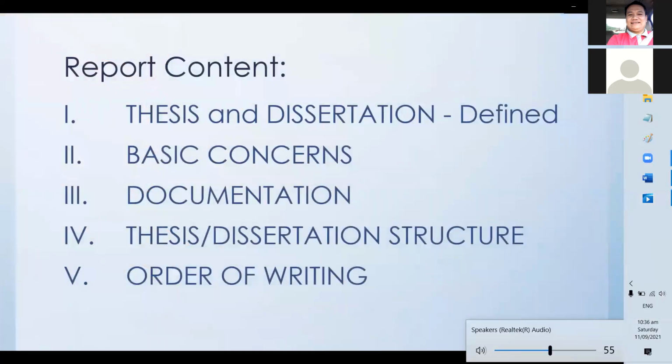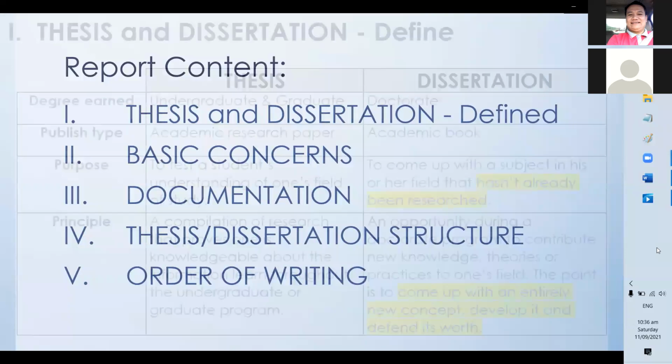I will be reporting on thesis and dissertation format. The contents of my report would be the definition of thesis and dissertation, the basic concerns, documentation, thesis and dissertation structure, and order of writing.